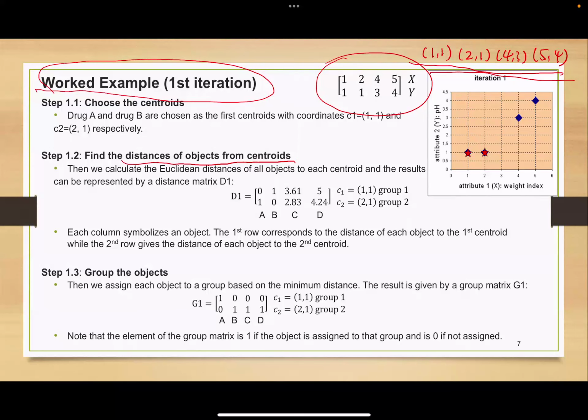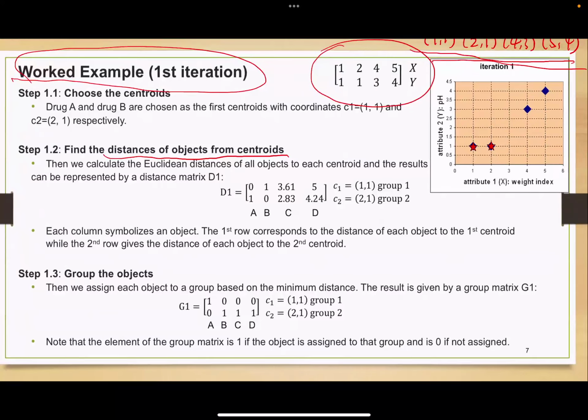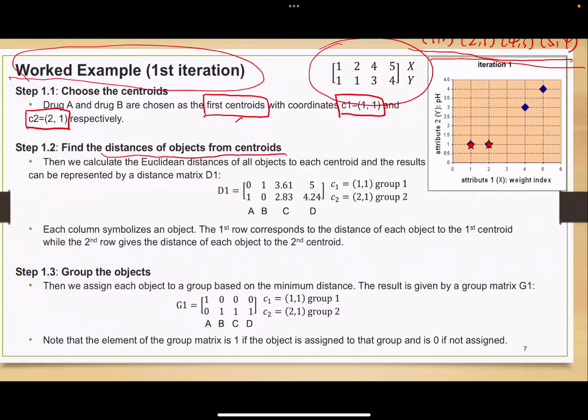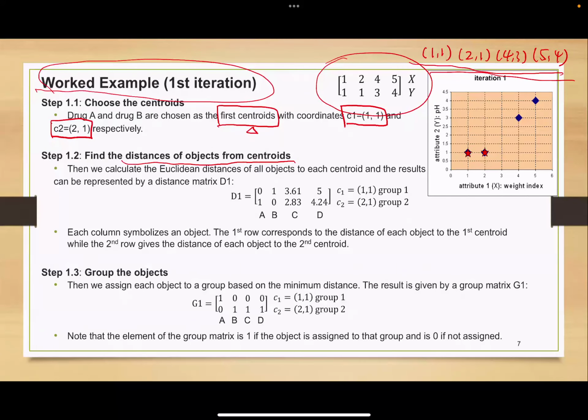And the assumption here is that the first centroids we set are C1 as 1, 1, and C2 as 2, 1. Okay, this is a random choice, but when you're doing the exam, I will give you what you should start with. So these are the two centroids that we set at the beginning. Practically, it should be random, but for doing a calculation, we need to define some points.